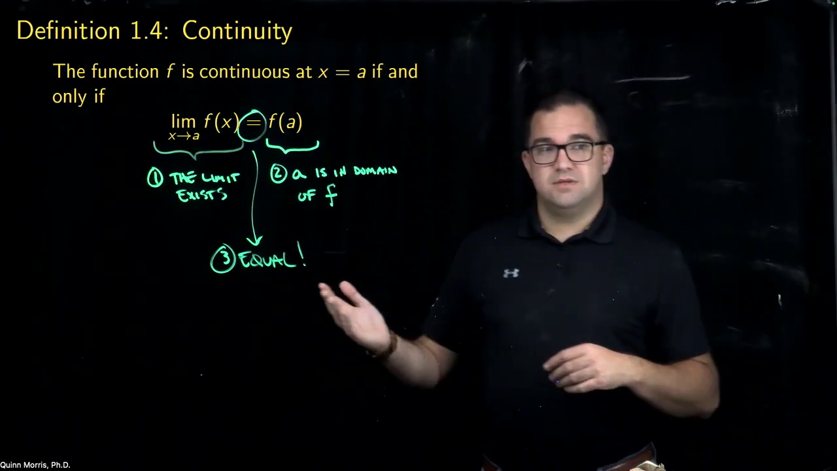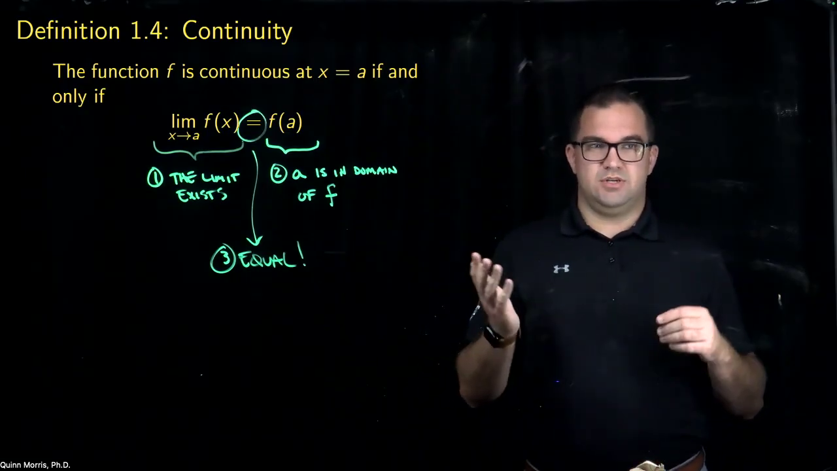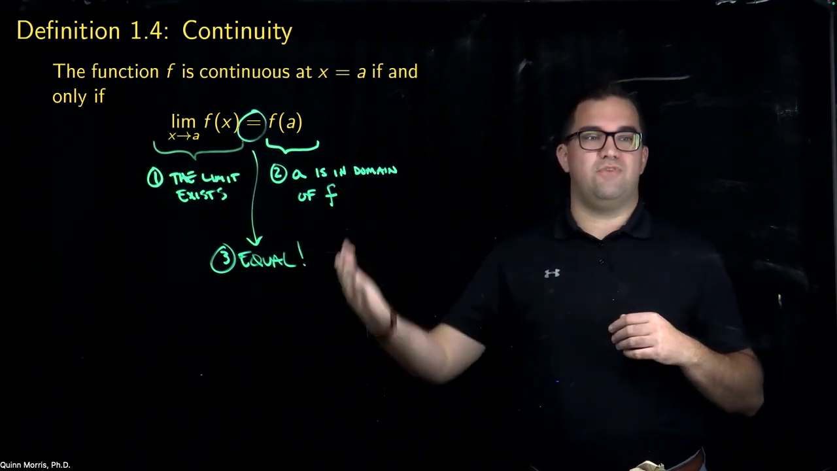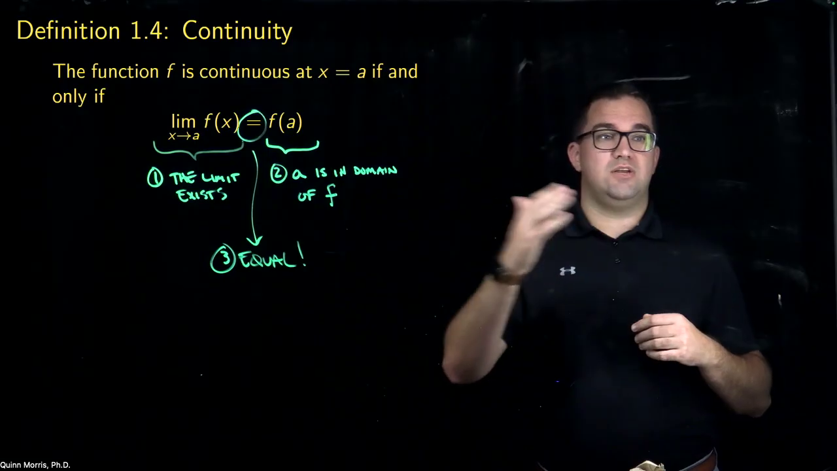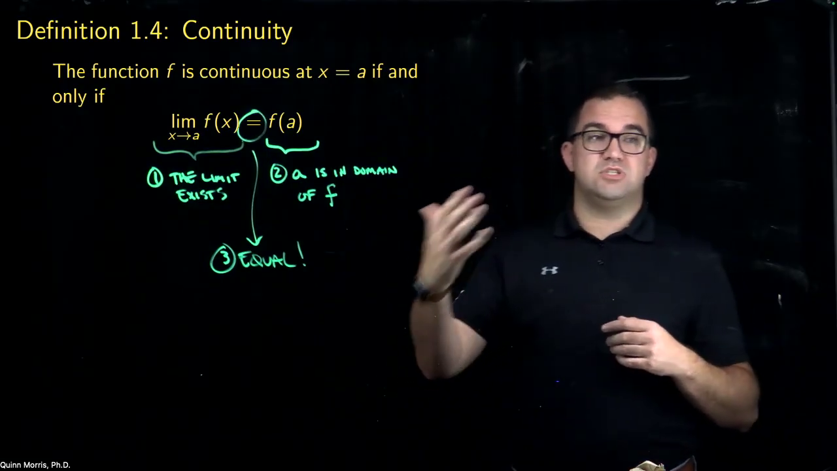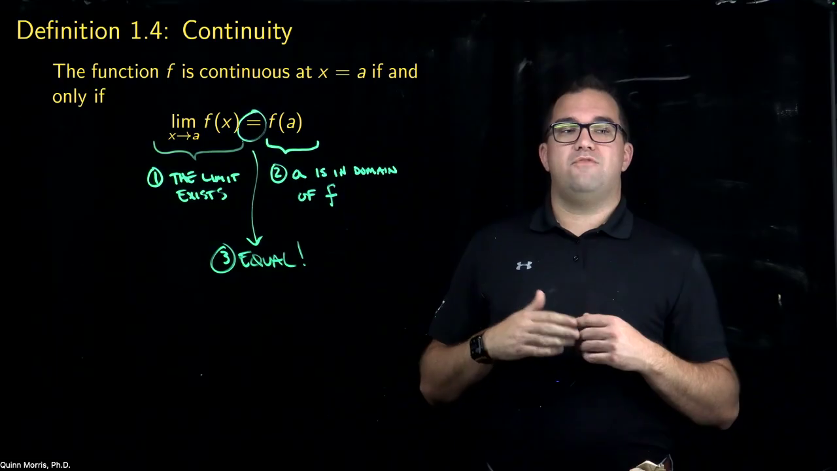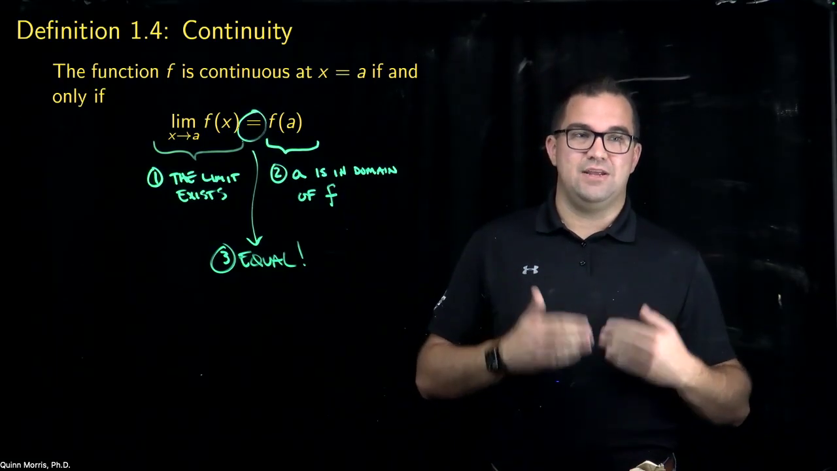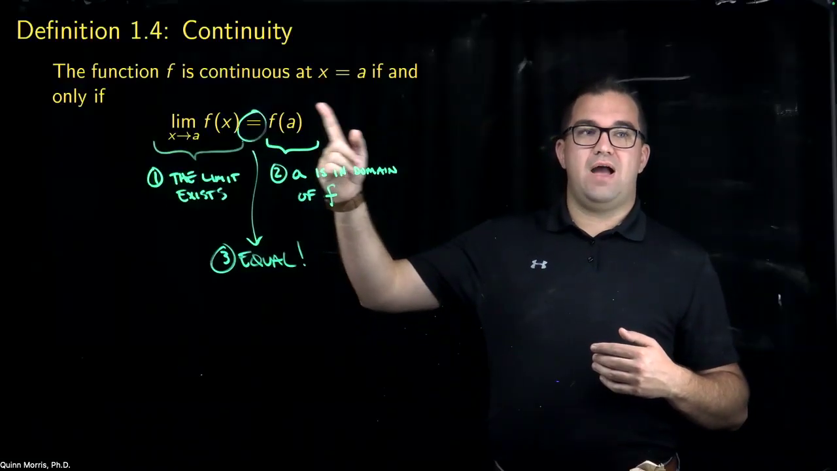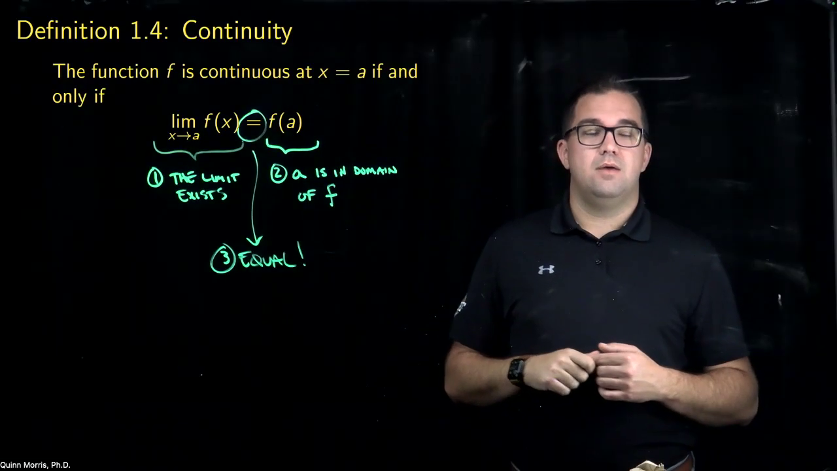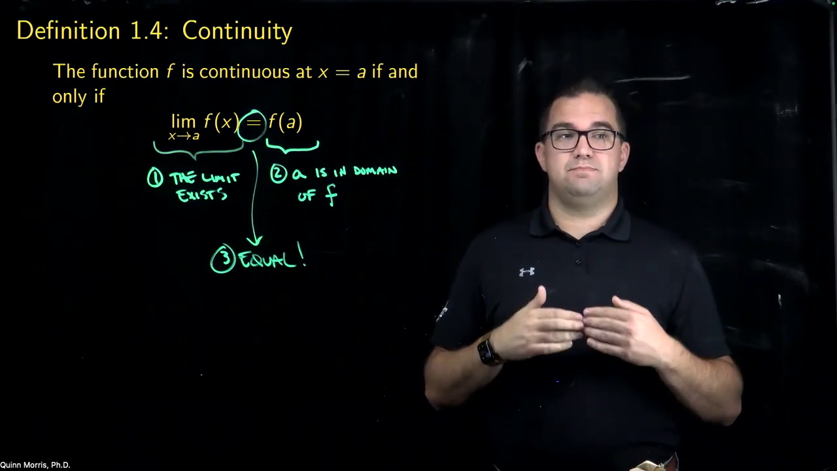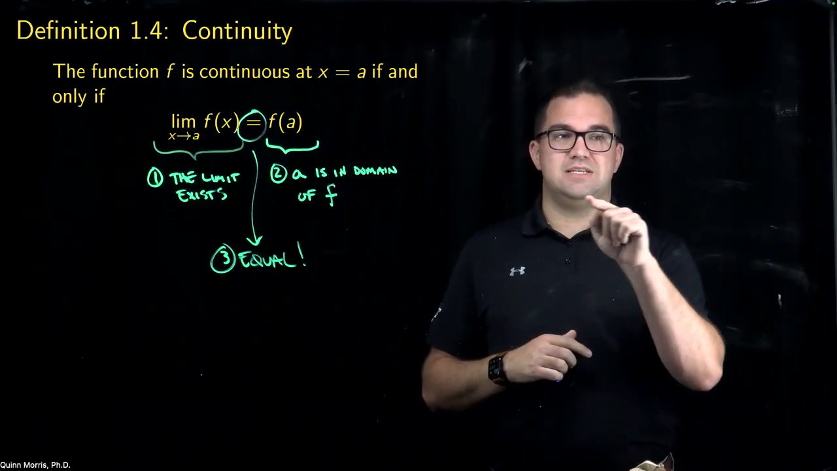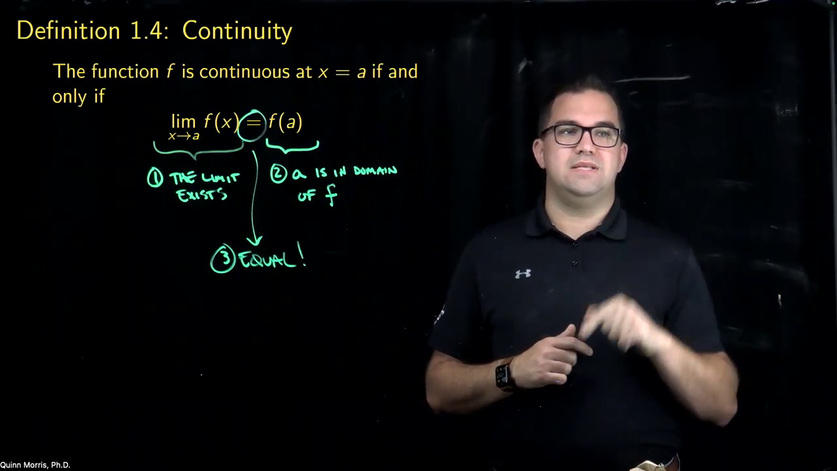Now, we often speak not about functions that are continuous at a point, but we just talk about continuous functions or functions that are continuous on their domain or functions that are continuous on some interval. A function is continuous on an interval if it is continuous at each point in that interval. So here we're defining continuity at a single point, but if we want to talk about a function that's continuous on the interval 0, 1, all we're saying is that the function is continuous at every point between 0 and 1.